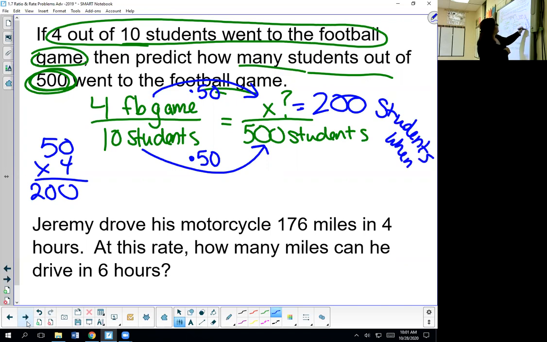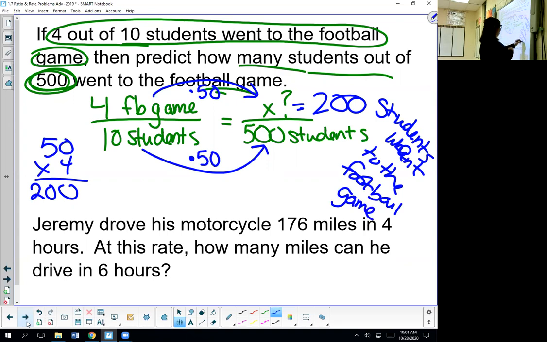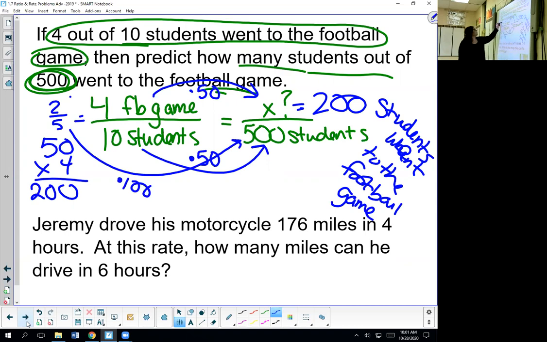went to the football game out of 500. Now, that's one way you could have done it. Yes, you could have said 2 over 5, and you still could have used the pattern here, times 100. So 2 times 100 is still 200.